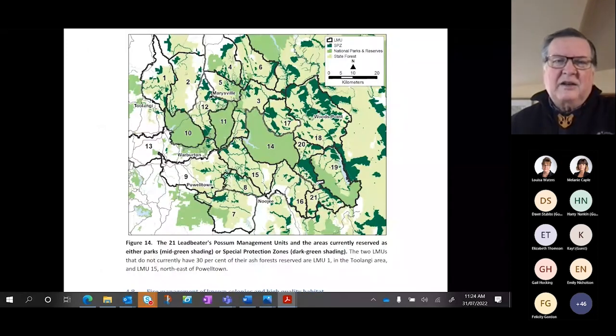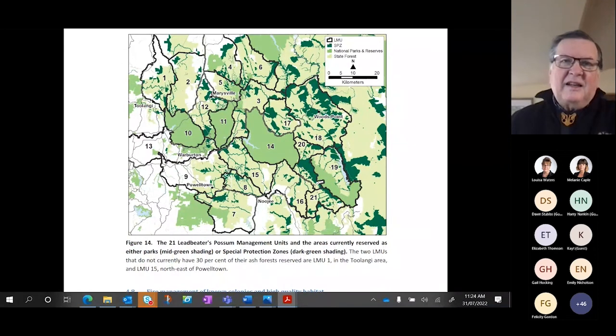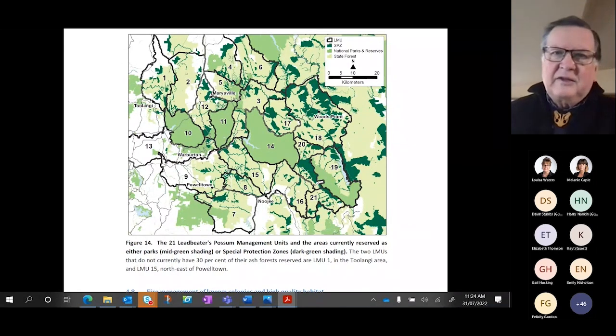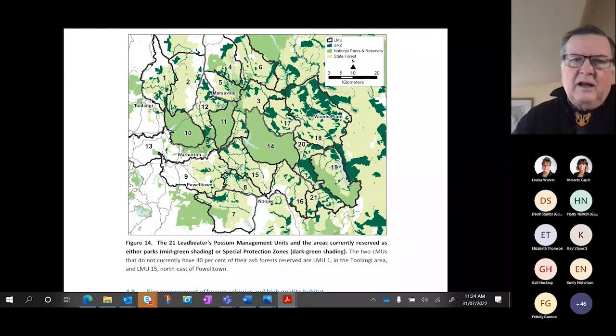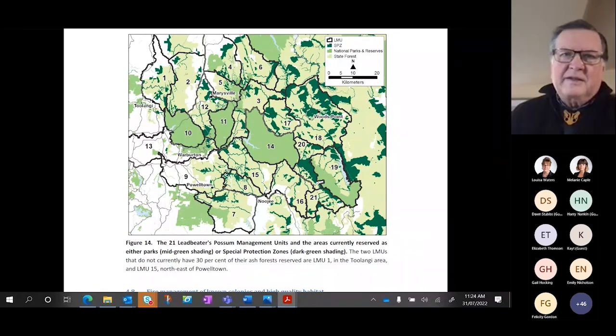And that's an illustration of the range of Leadbeater's possum, and the whole range is divided into 21 Leadbeater's possum management units.